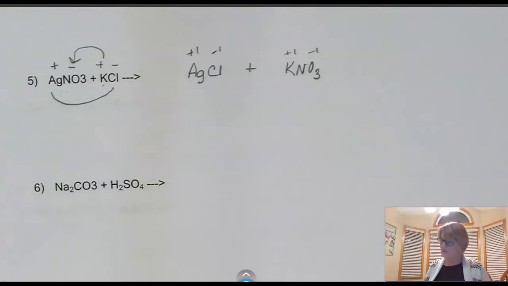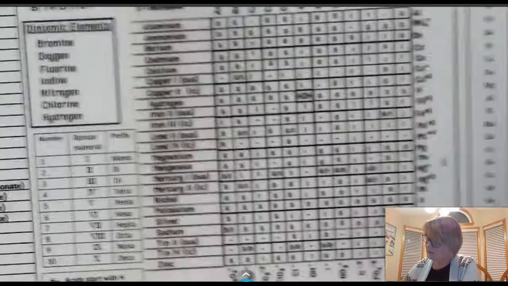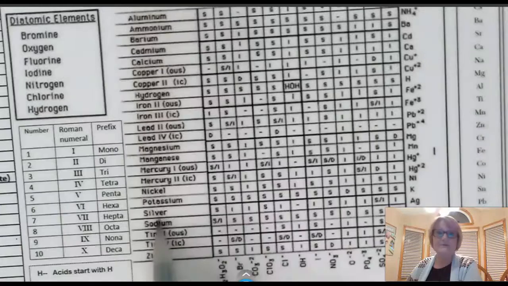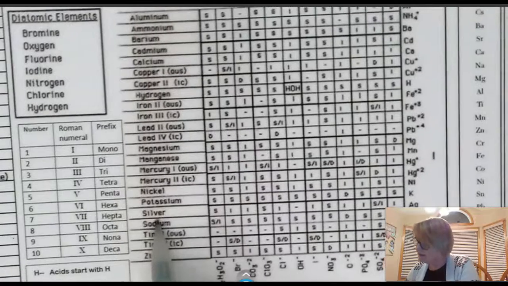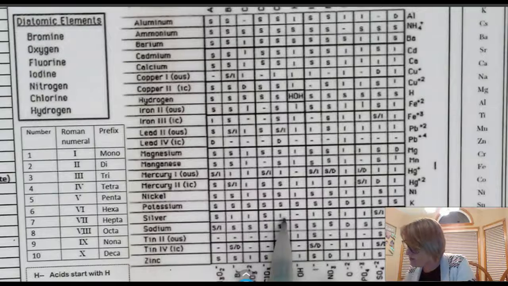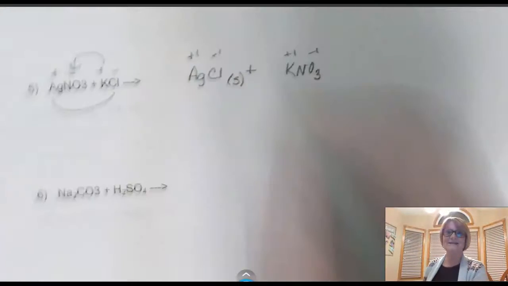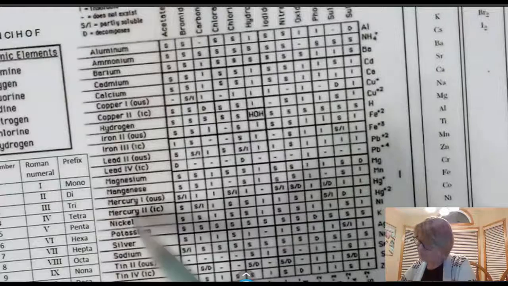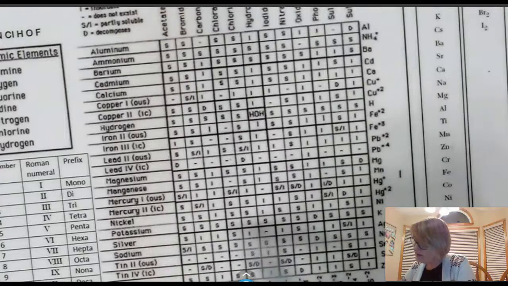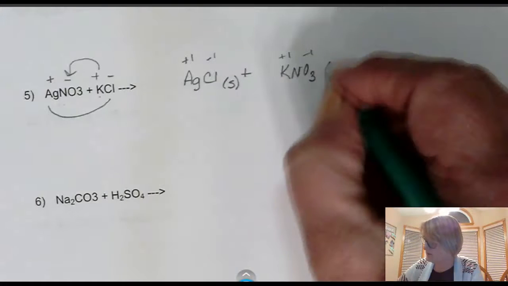But the next piece that I want to go ahead and just take a quick look at is the table. So we want silver and chlorine. So here's silver. And then chlorine right here. Okay. So it is I, means insoluble. So this is going to be my solid. I'm going to find potassium nitrate. Potassium's here. Nitrate way over here. It is soluble. So that is going to be my aqueous.